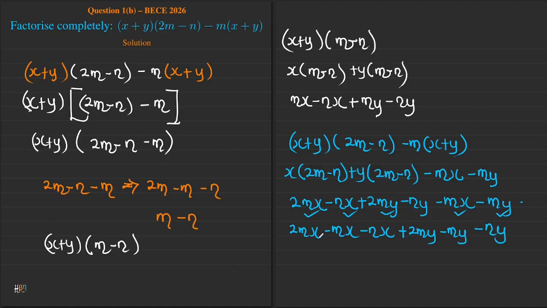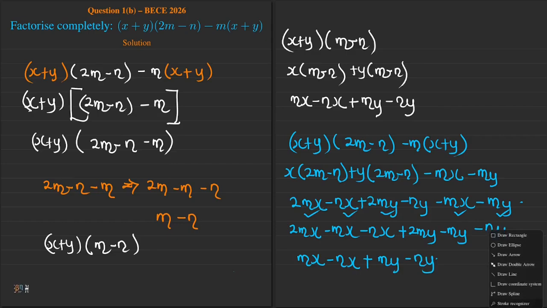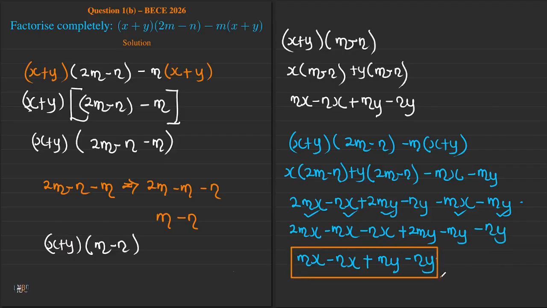So simplifying this further, we have 2mx minus mx. That gives us an mx. The negative nx is alone, so negative nx. 2my minus my will give us what? A positive my. And we have this, which is a negative ny. Now, if you look at what we have, you realize that what we have here is the same as what we had over here. It simply means what we did is correct. This is just to confirm your answer.